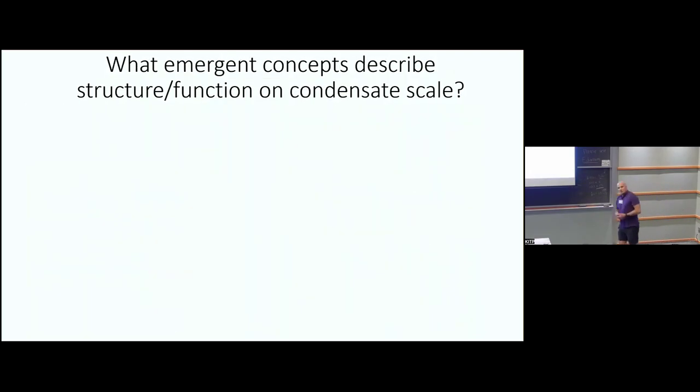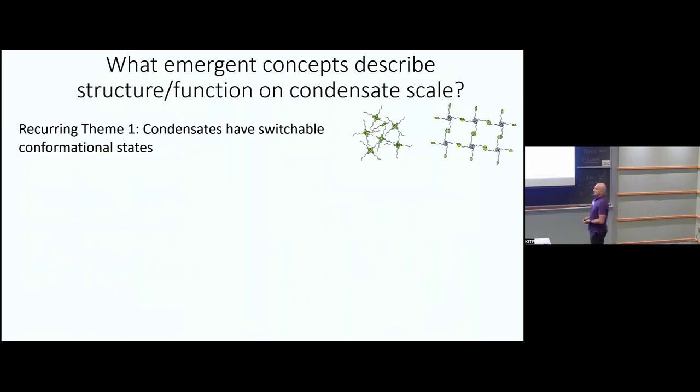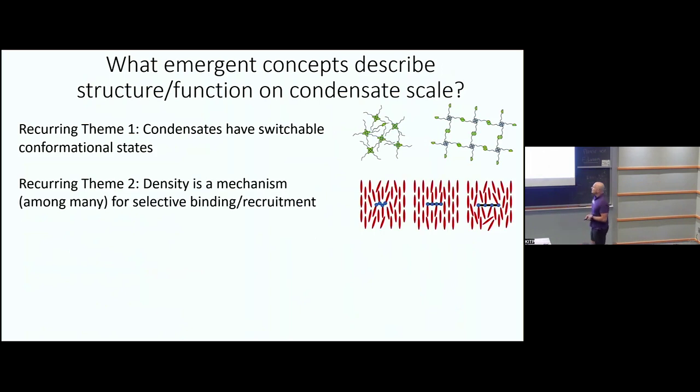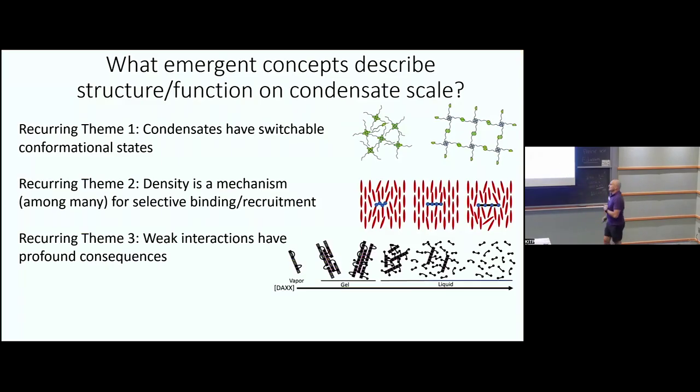So with that, I want to summarize what I've talked about. We've seen three recurring themes in the still relatively small number of systems that we've looked at. One is this idea of switchable conformational states. Two, this curiosity that the density of stickers seems to be a recurring mechanism for selectivity. And I don't know, maybe that's just because this is the mechanism that we haven't expected that it's popping out, but again, I think this is more of a curiosity at this stage.